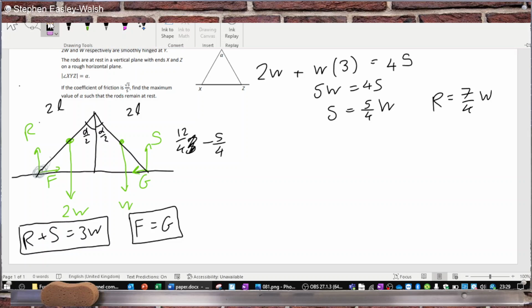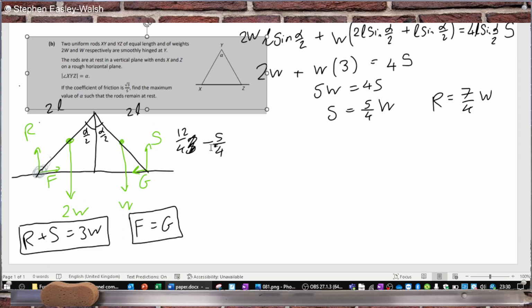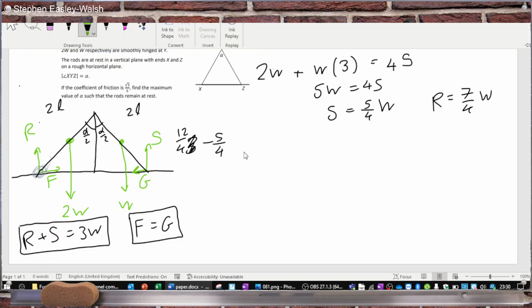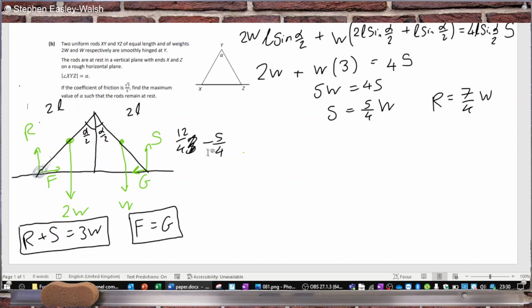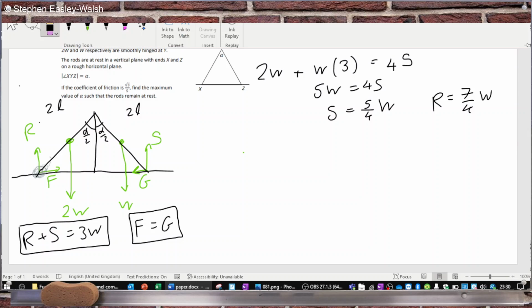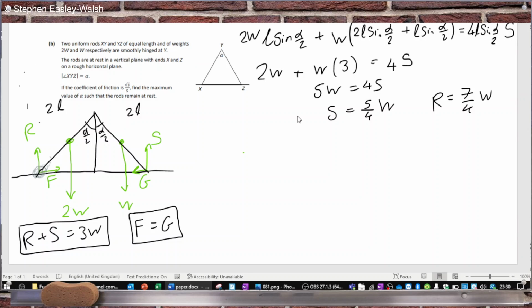Let's check that this is correct now. Oh, come on, pen. Right. Okay. Now, 7, 8, 9, 10, 11, 12. 12 over 4 is 3. Yeah, it looks okay. Now you can see that the R is bigger than the S, which means this is now where my mistake was made in the last video.